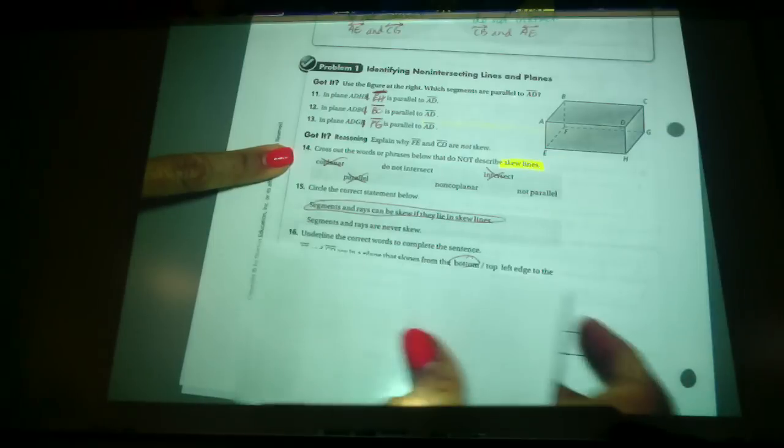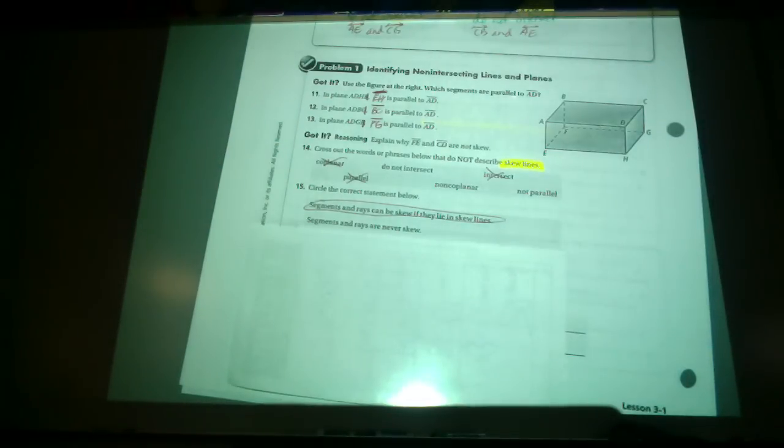All right, so out of these 2 statements, the first statement is the one that is correct. Segments and rays can be skew if they lie in skew lines. A line contains an infinite number of rays and an infinite number of line segments, so if they lie in skew lines, they would have to also be skew. Segments and rays are never skew, that's wrong. They are if they lie on skew lines.